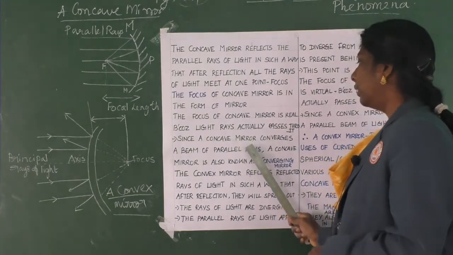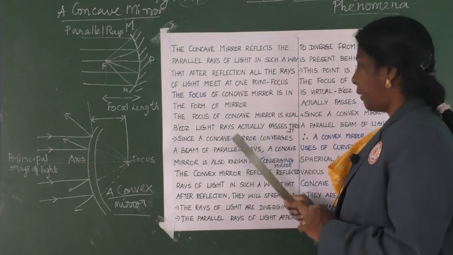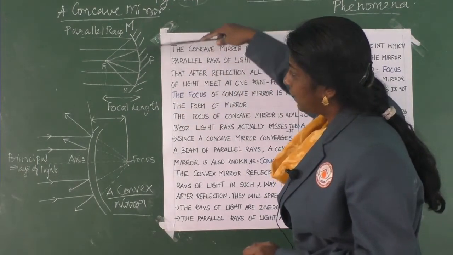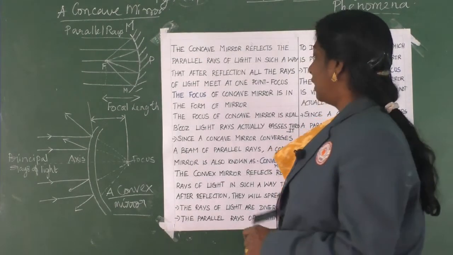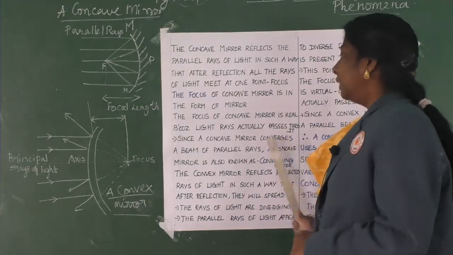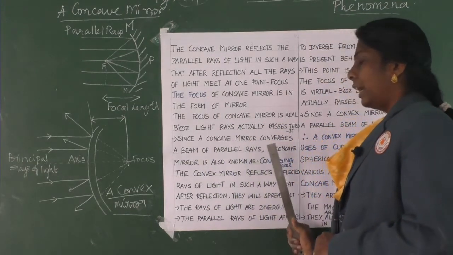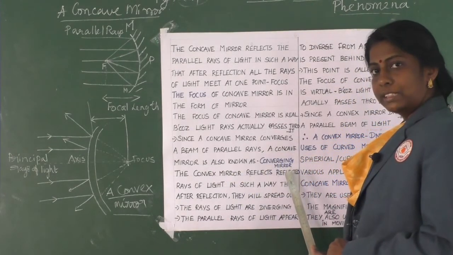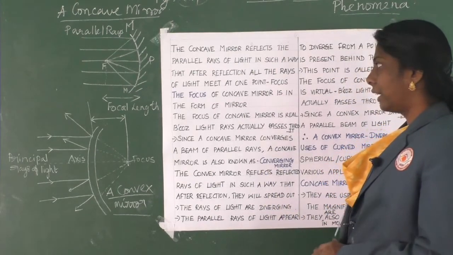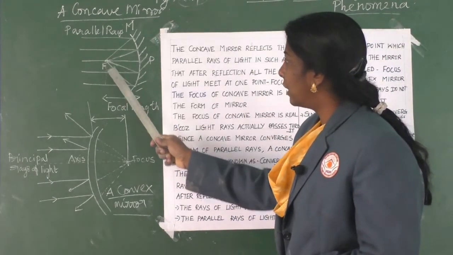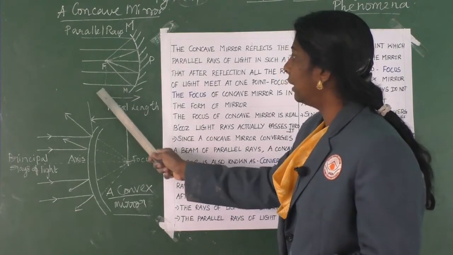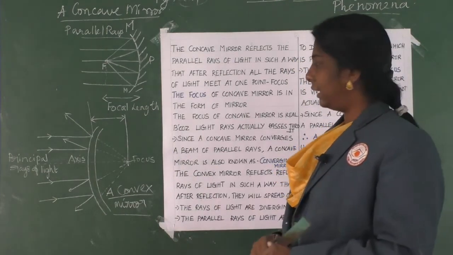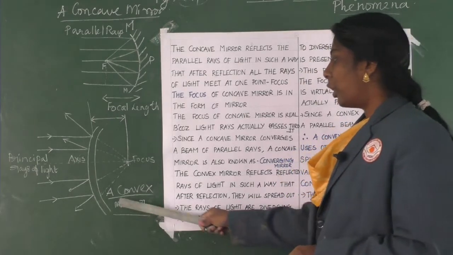Since a concave mirror converges a beam of parallel rays, what it will do? Here it is converging. All the parallel rays get converged at one point. Since a concave mirror converges a beam of parallel rays, a concave mirror is also known as converging mirror. Clear? So here the distance between the focus and here the mirror is said to be the focal length. Now let us continue with convex mirror.